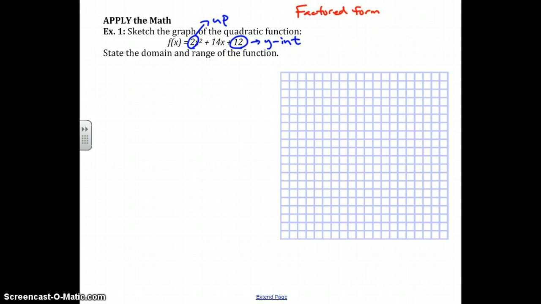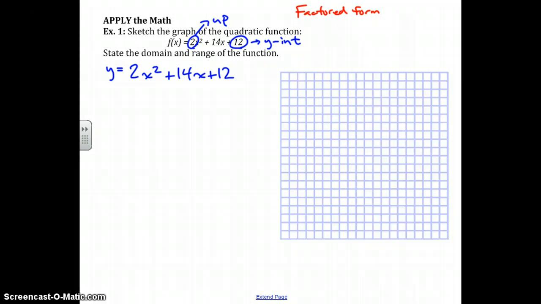Okay, so since we're using factored form, we want to factor this. So instead of writing it as f of x, I'm just going to switch that to y. Remember, when we're talking about things as a function of x, we're usually referring to that as our y coordinate. So we get y equals 2x squared plus 14x plus 12, and what we want to do is factor that.